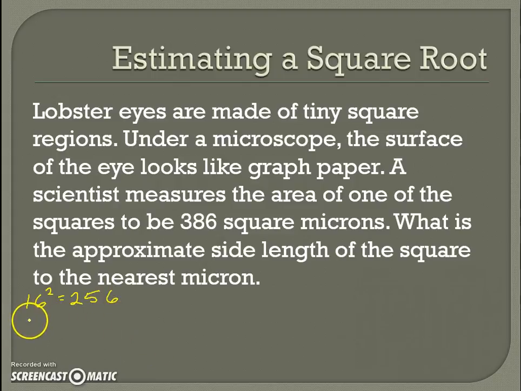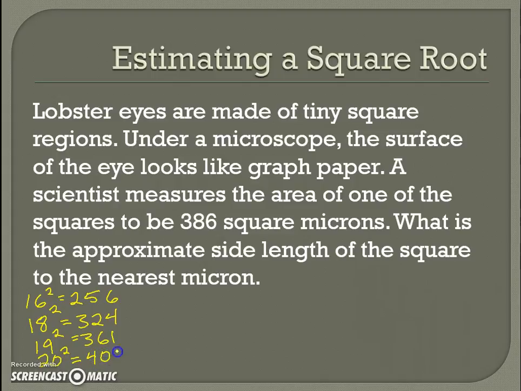So I'm going to go ahead and skip, and I'm going to try 18 squared. 18 squared is equal to 324. That's getting closer, but it's not quite there. Let's see what 19 squared is. 19 squared is 361, and that's not quite there either. So we'll try 20 squared, and that is 400.